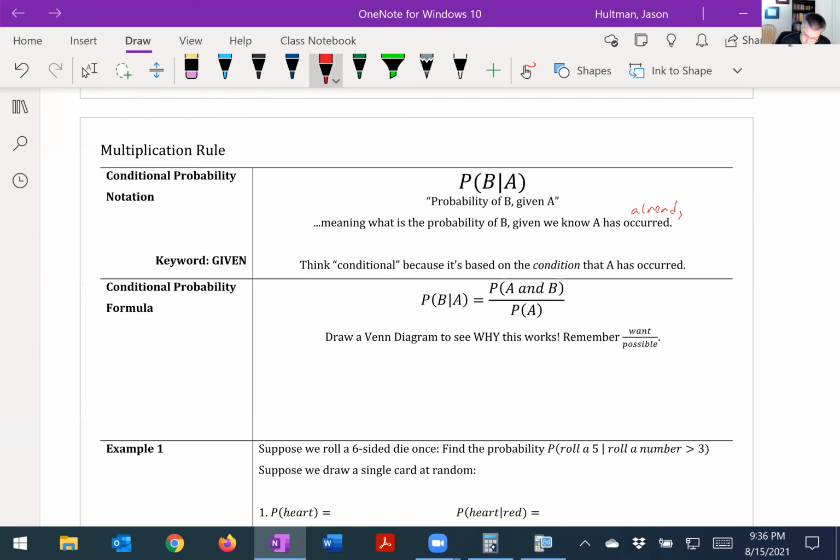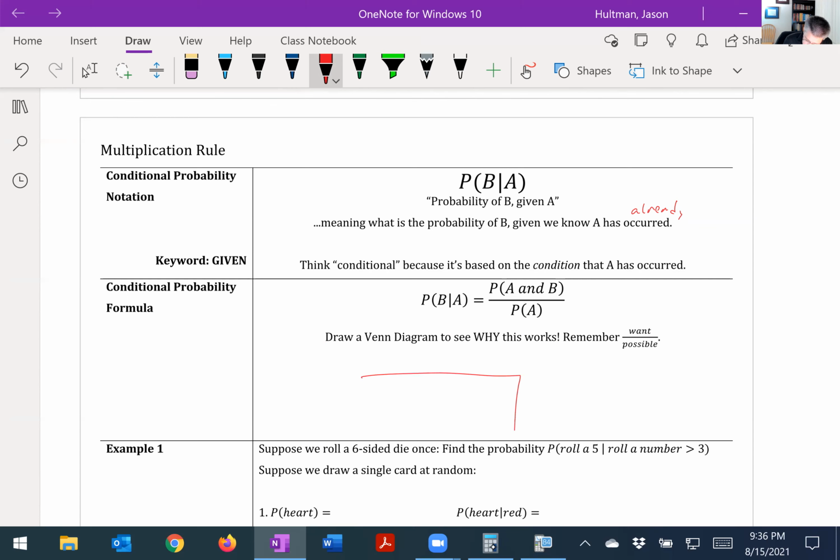Okay, so we have a formula here. The conditional probability formula is that we take the probability of A and B and divide it by the probability of A. Let's draw a Venn diagram to see why this works. Remember, what we want over what is possible, or the desired over the possible, is the probability. So we want the probability of B given that A has already happened.